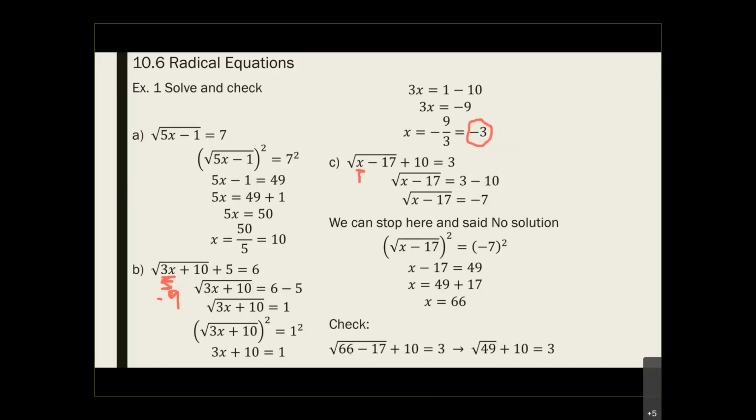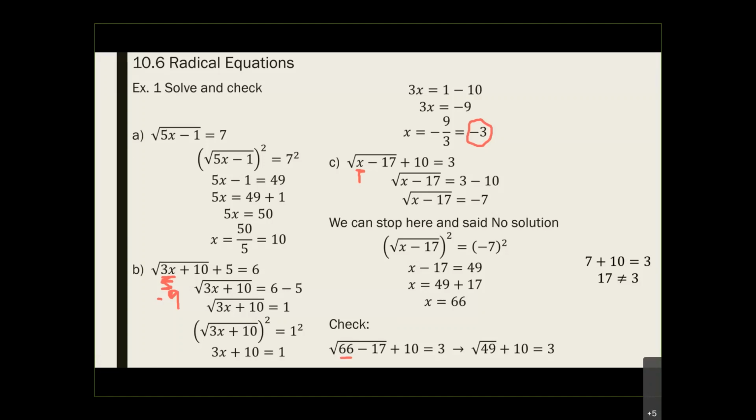So, do you agree that 66 minus 17 will give you a square root of 49? What is a square root of 49? Do you agree that the square root of 49 will give you 7, right? Which is, again, 7 plus 10. Do you agree that 7 plus 10 is not equal to 3? We have 17 on one side, we have 3 on the other side, so these two items are not the same. And because it's not the same, that's why 66 is not your answer, okay?